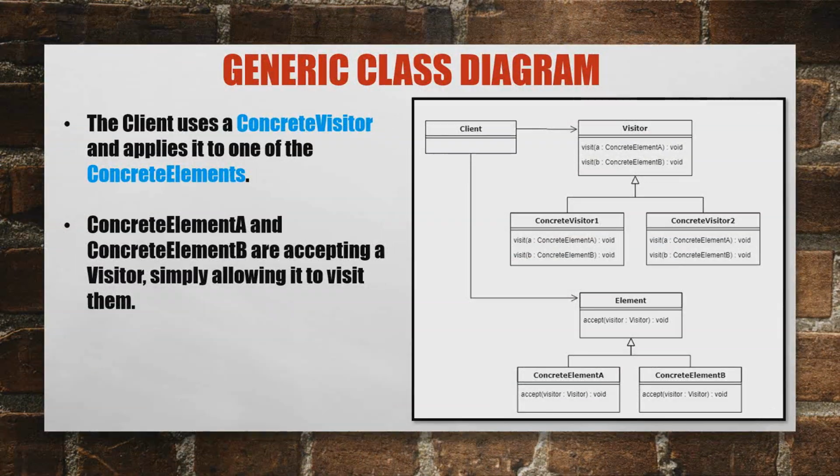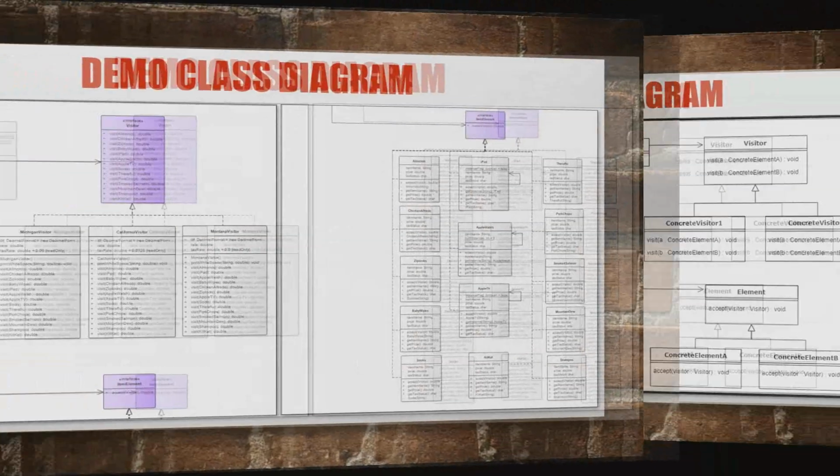Let's take a closer look at the generic class diagram. We have the client class that instantiates an element and a visitor. The visitor interface is implemented by two or more concrete visitors, each of which will add additional features to all of the concrete elements below. Element is also an interface that is being implemented by concrete element A and concrete element B. These concrete elements are accepting a visitor to visit them by implementing the accept method defined in the element interface.